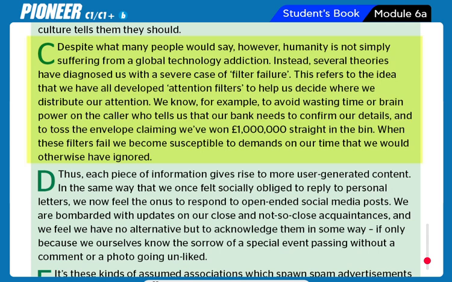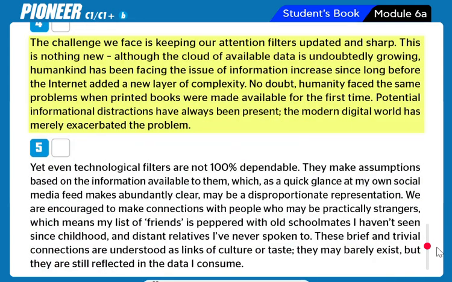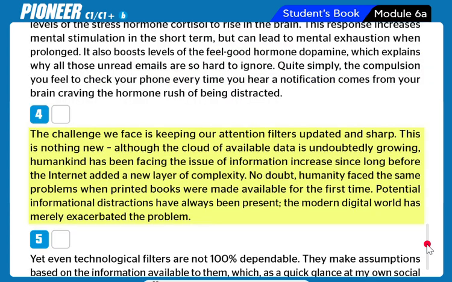Despite what many people would say, however, humanity is not simply suffering from a global technology addiction. Instead, several theories have diagnosed us with a severe case of filter failure. This refers to the idea that we have all developed attention filters to help us decide where we distribute our attention. We know, for example, to avoid wasting time or brain power on the caller who tells us that our bank needs to confirm our details, and to toss the envelope claiming we've won £1 million straight in the bin. When these filters fail, we become susceptible to demands on our time that we would otherwise have ignored. The challenge we face is keeping our attention filters updated and sharp.